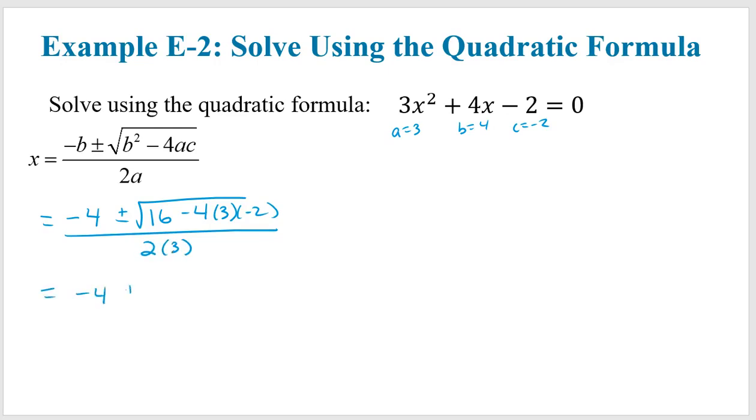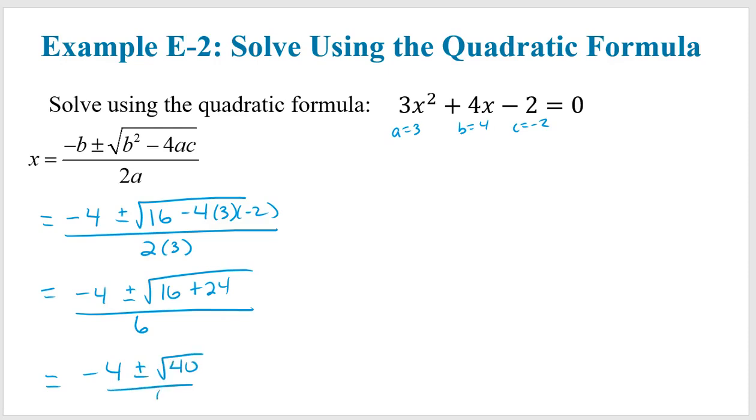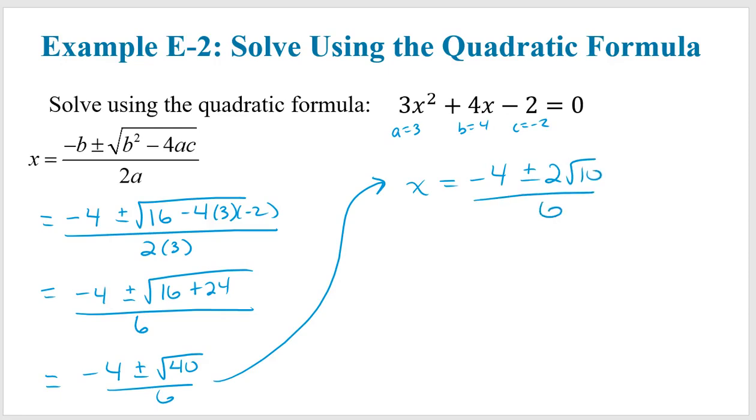All right, so let's look inside that square root there. -4 times 3 times -2 is +24. 2 times 3 is 6. All right, so that gives me -4 plus or minus the square root of 40 over 6. I can definitely simplify that square root of 40. So I get x is equal to -4 plus or minus 2 root 10, all over 6.